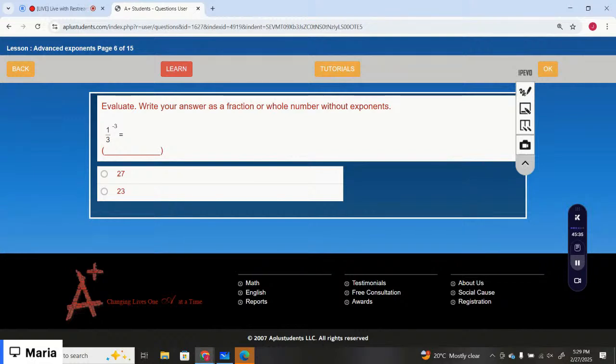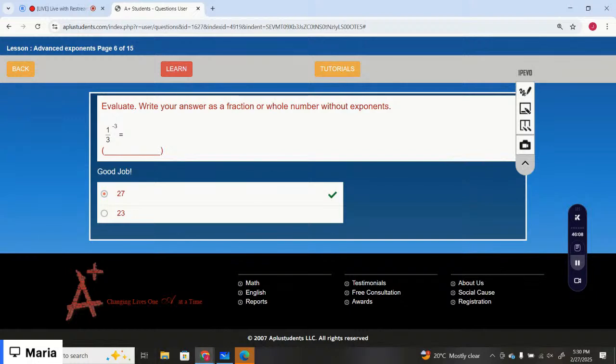One divided by 3 exponent negative 1. So, which is the correct option? That is 27. Option number 1 is the correct option.